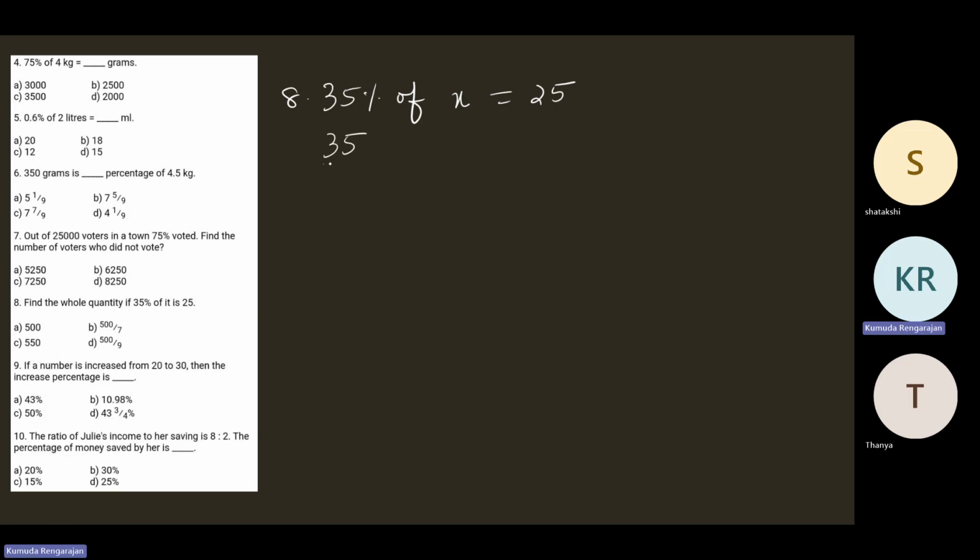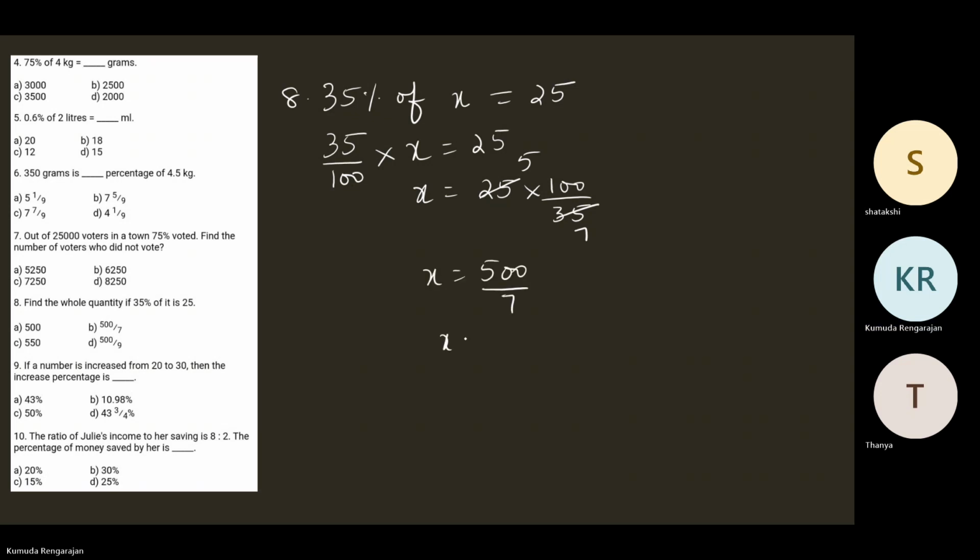So 35% means 35 by 100 of multiplication. X is equal to 25. So X is equal to 25 into 100 by 35. You can also simplify and then transpose. 5, 7. So 500 by 7. 7 sevens are 49, 1 remains, 7 ones are 7, 3 remains. In the options we have 500 by 7, so I think we can stop there. You don't have to change this to a mixed fraction. 500 by 7 is the answer.